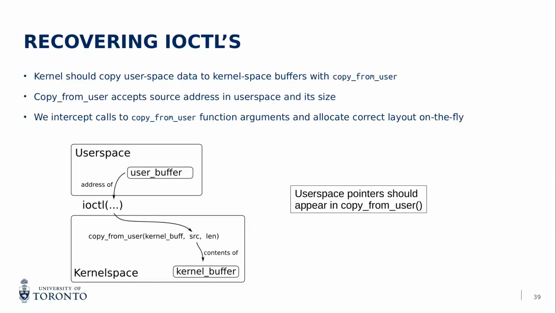If we go back to our example, the location of the field that should contain a pointer will appear in the copy from user function as the second argument. And the size of the array it points to will appear at the third argument. In a simplified way, this is how we learn what parts of the structure should contain pointers, and we also learn field interdependencies.